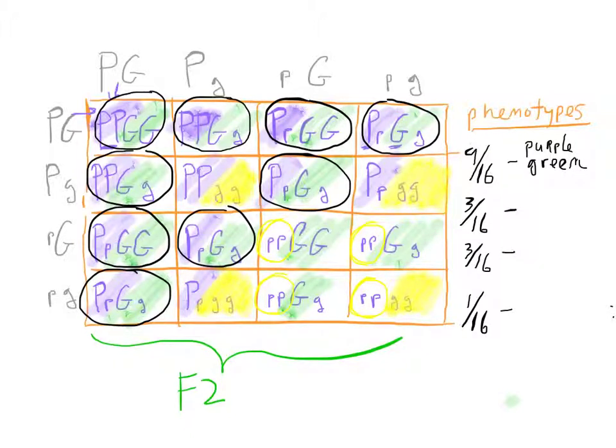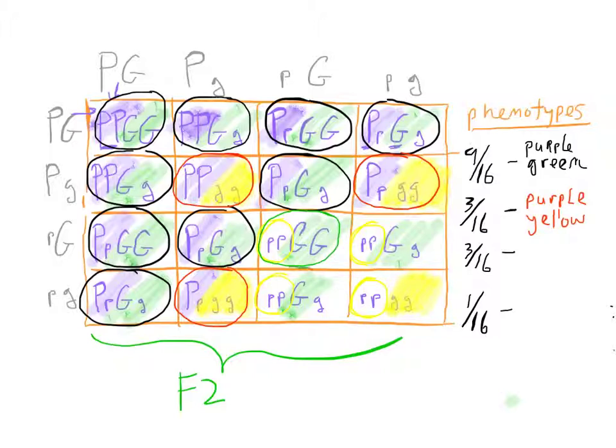All right, 3 out of the 16 show one dominant trait and one recessive trait, like purple flowers and yellow seeds. So there's one, and there's one. 3 out of the 16 would be just the opposite, so white flowers and green seeds. That one, and that one. And the last one will be homozygous recessive for both traits, so it's white and yellow.